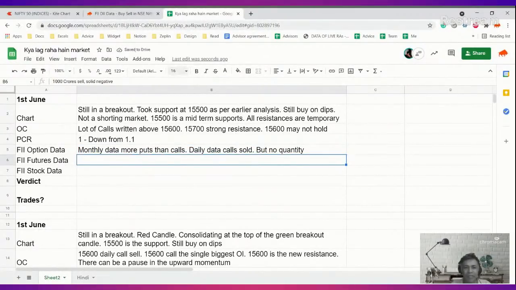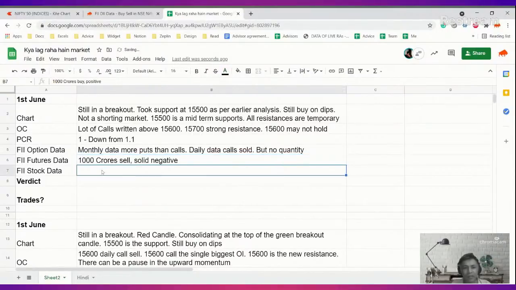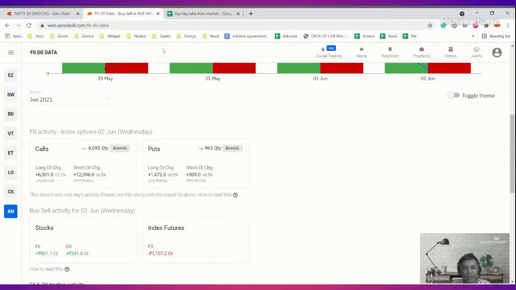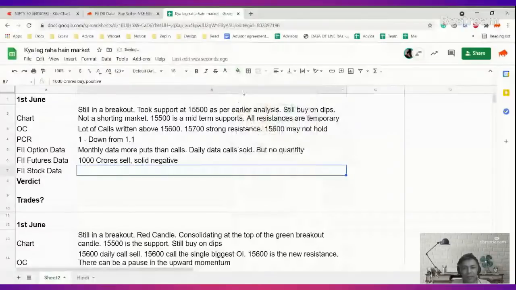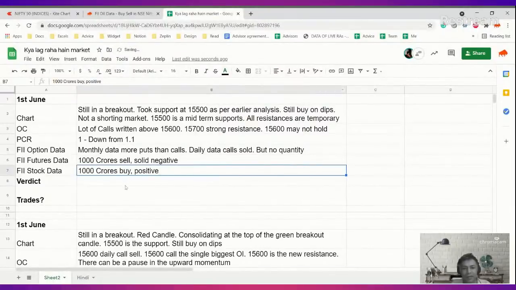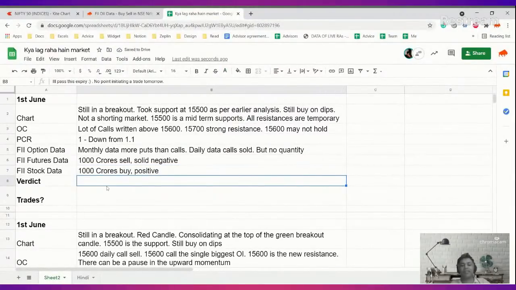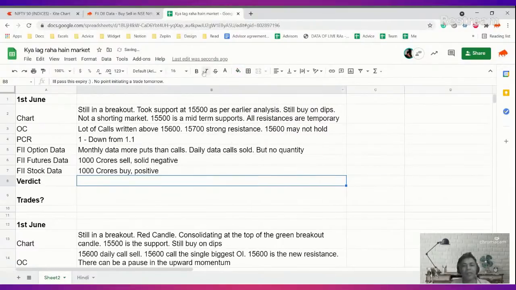FII futures data is significant, 1,000 crores sold, solid negative. FII stock data is 1,000 crore bought, which is positive, but we have seen bigger buy numbers before. So the verdict is this, right? The verdict is, I'll pass this expiry for trading tomorrow.